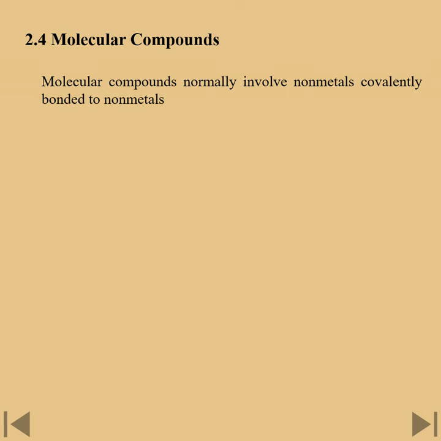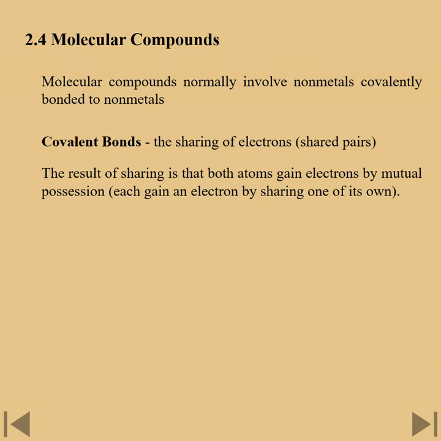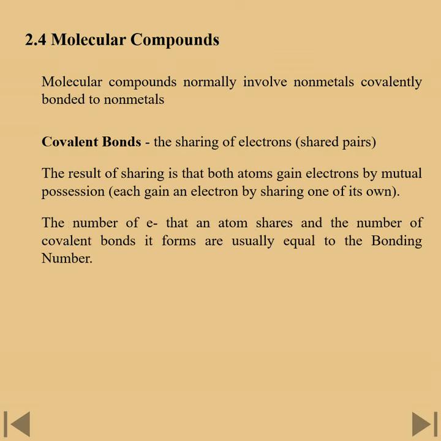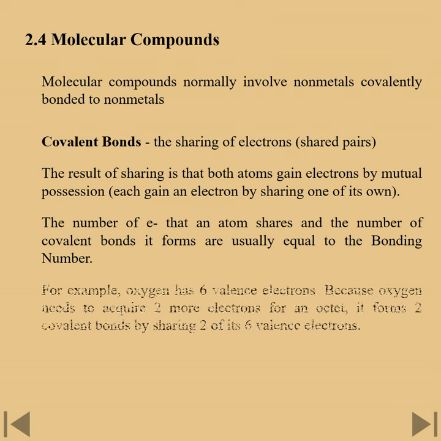Okay, we're going to be going with molecular compounds, and this is where we would have two nonmetals sharing electrons. That's what it means to be covalently bonded. So covalent bonds are the sharing of electrons, and this really is the epitome of sharing because each element increases its electrons by sharing an electron. So atom A shares one electron, atom B shares one electron, and now they're both in mutual possession of that shared pair, so they both gain an electron by offering one up to share.